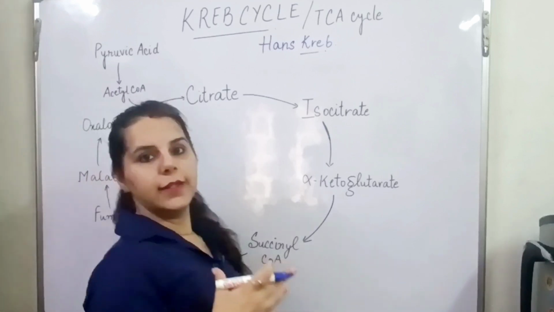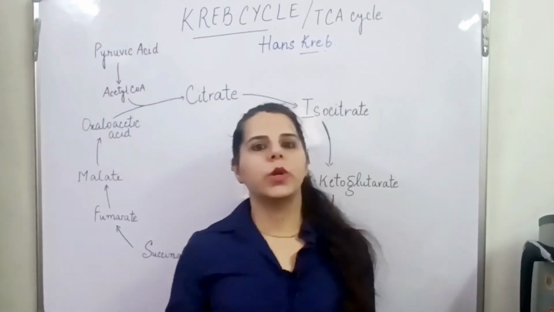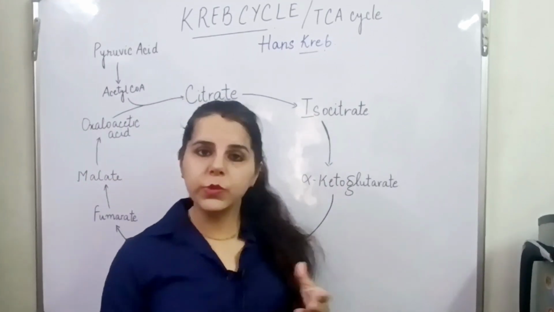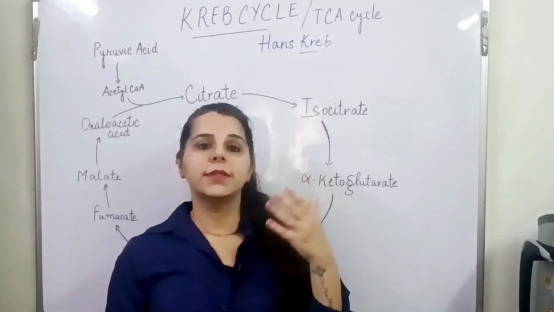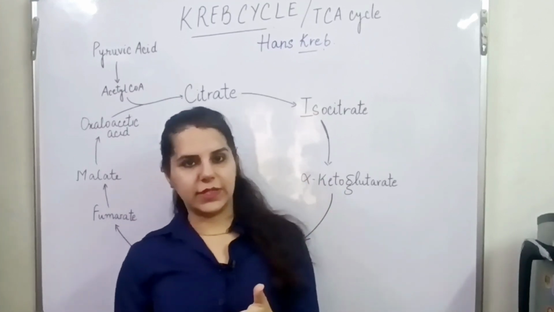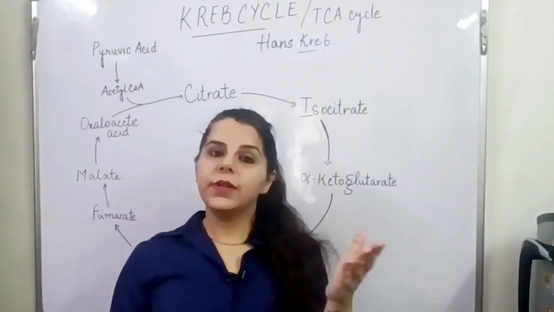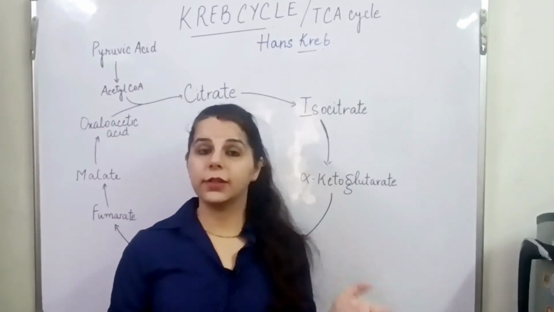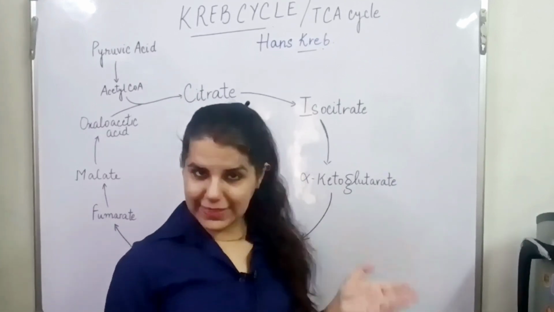Now Krebs cycle occurs in the mitochondria of the cell. Now as we know, glycolysis is an anaerobic process and it occurs in the cytoplasm of the cell. But all other reactions in the respiration occur in the mitochondria of the cell.